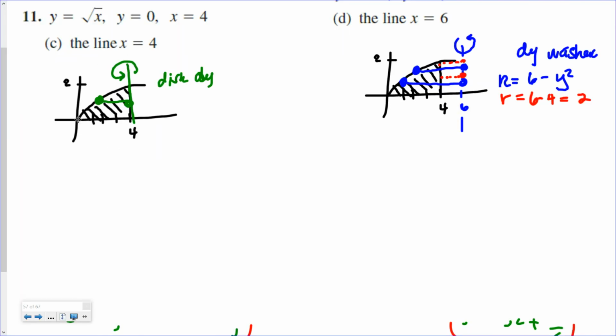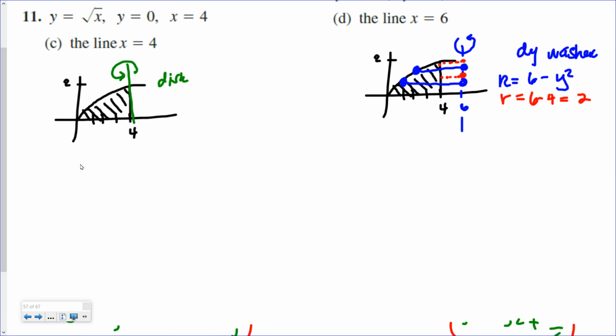Shaded region, y equals square root of x, y equals 0, and x equals 4. We're going to rotate this about the line x equals 4. And do you notice your shaded region is flush up against your axis of rotation? And that makes me suspect it's a disk. Let's take a look at this disk.